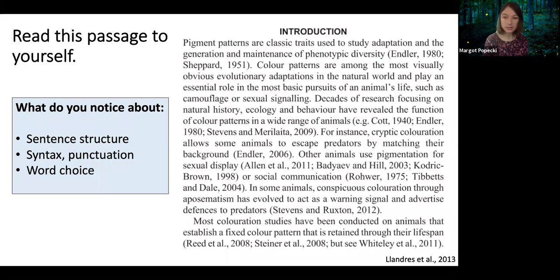I also like how these authors provided definitions. So if you look down here when they say cryptic coloration, they then go on to explain in that same sentence what cryptic coloration is. It allows some animals to escape predators by matching their background. And then they cite that source. Where did they get that information? You can see that again down here where they discuss conspicuous coloration through aposematism. That's not a common word, so they're describing it here. It's evolved to act as a warning signal and advertise defenses to predators. Again, citing where that information came from.